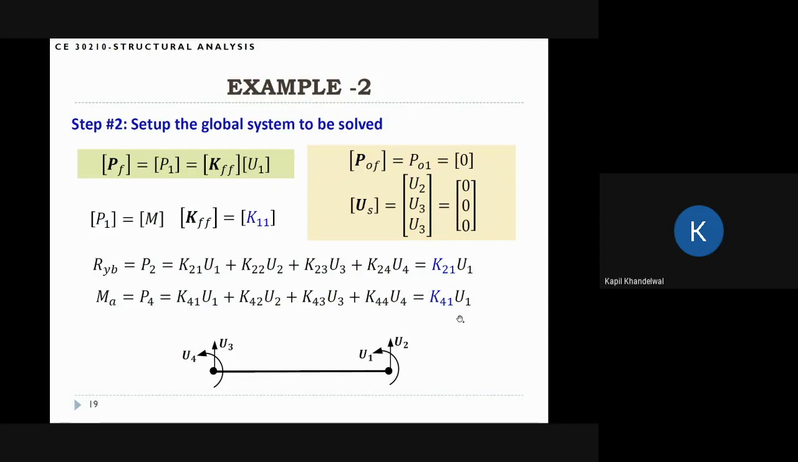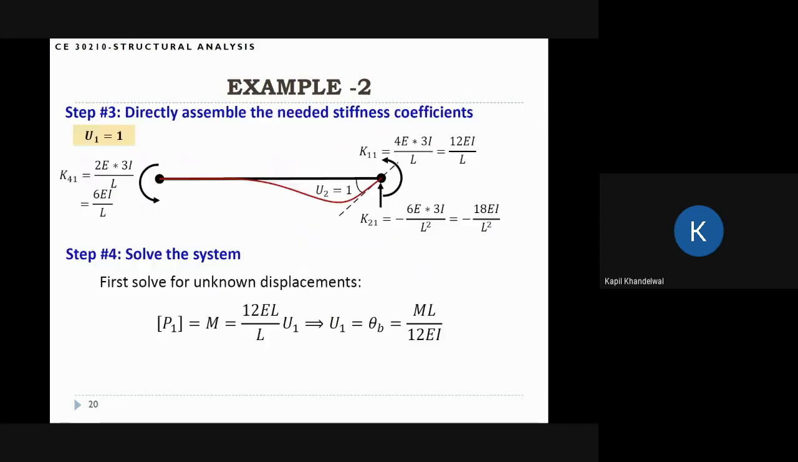And how can we get these stiffness coefficients? We can actually displace the first degree of freedom by 1 unit and find the forces at the first, second, and fourth degrees of freedom. Those are the stiffness coefficients by definition. So this is what we are going to do. Now we are going to directly assemble the needed stiffness coefficients.